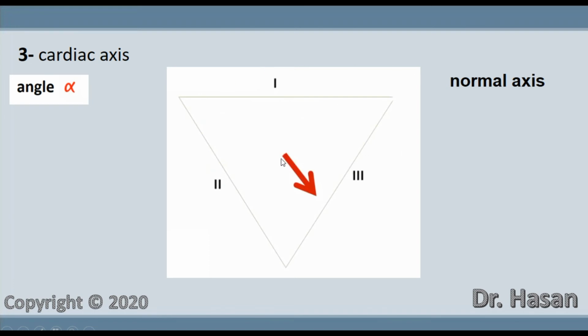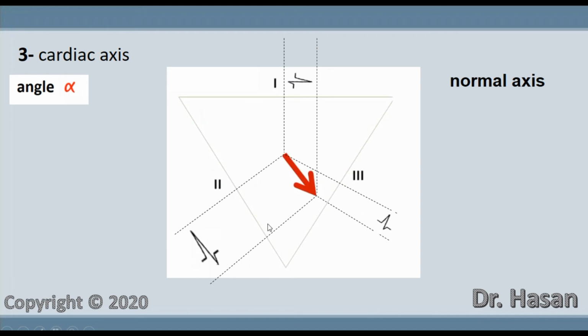Let's place the vector of the normal electric axis of the heart in the center of the triangle. Next, drop the perpendiculars to each lead. These are the black dashed lines in the figure, and project the cardiac vector on them. You can notice that the length of the projection on the leads turned out to be different. Then we placed the QRS complex in their projections.